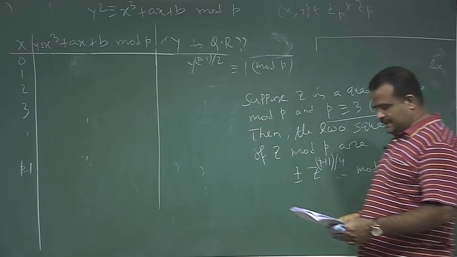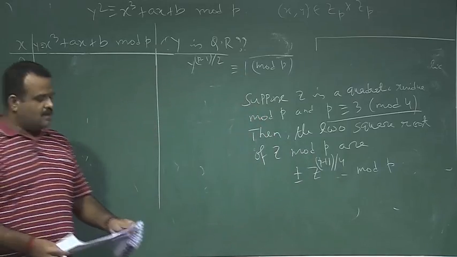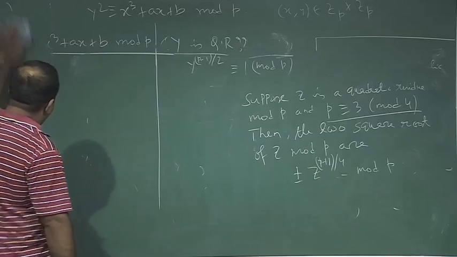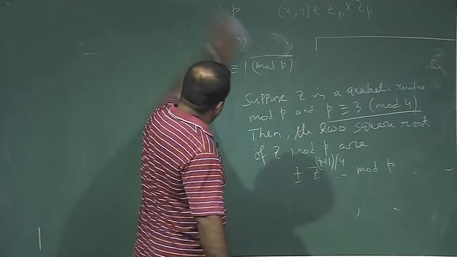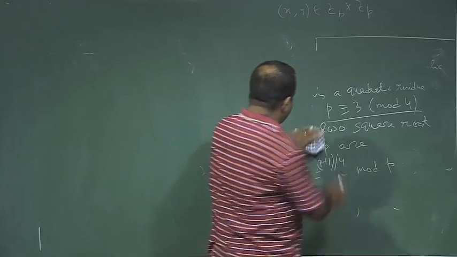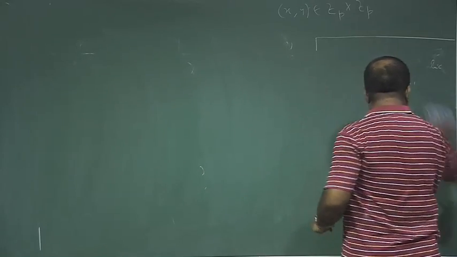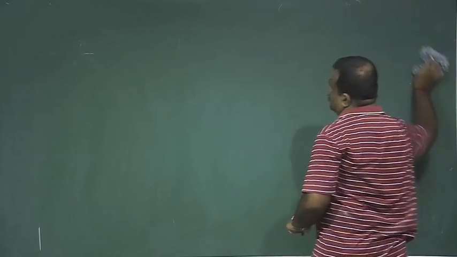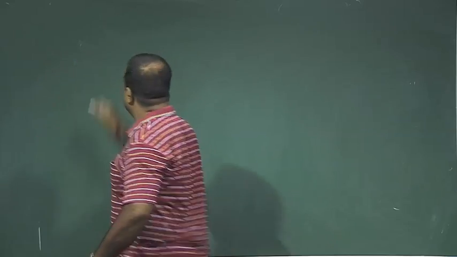Now, let us take an example, and we will see how we can find the points over an elliptic curve over Z_p. So, let us take p is equal to 11, and let us take a curve over Z_11 and calculate the points on that curve. So, this is an example.